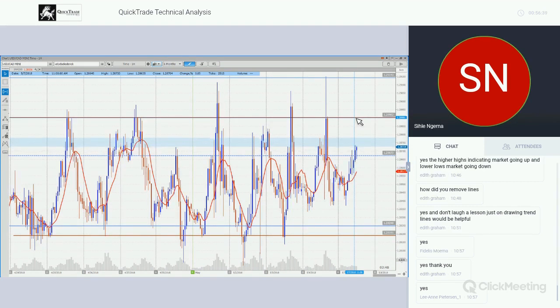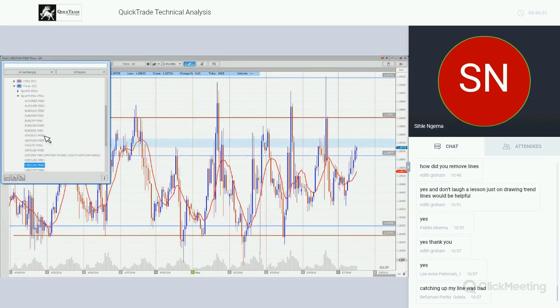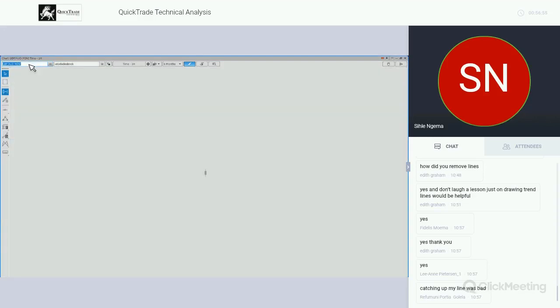Okay, now let's use the pound Australian dollar, GBPAUD. Let us try and look for it.